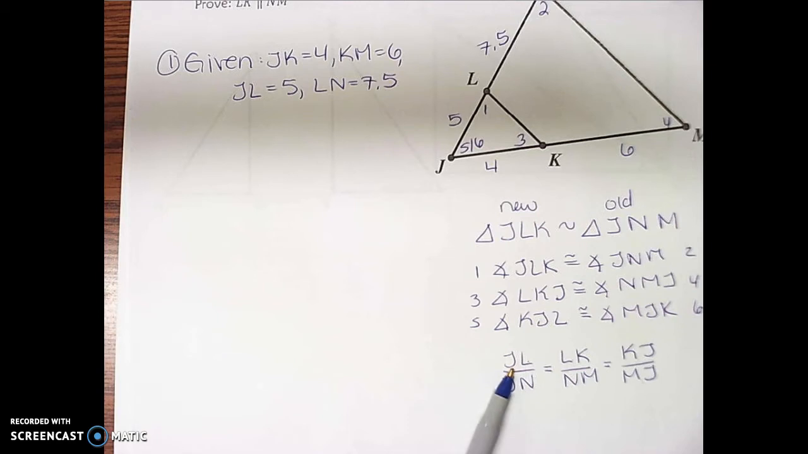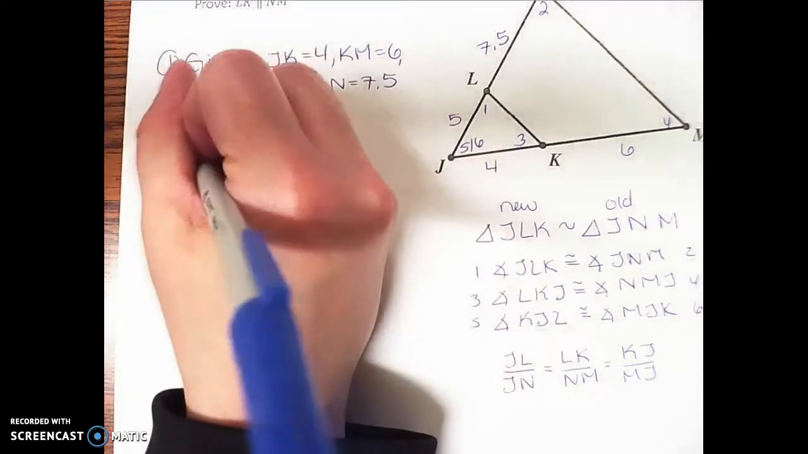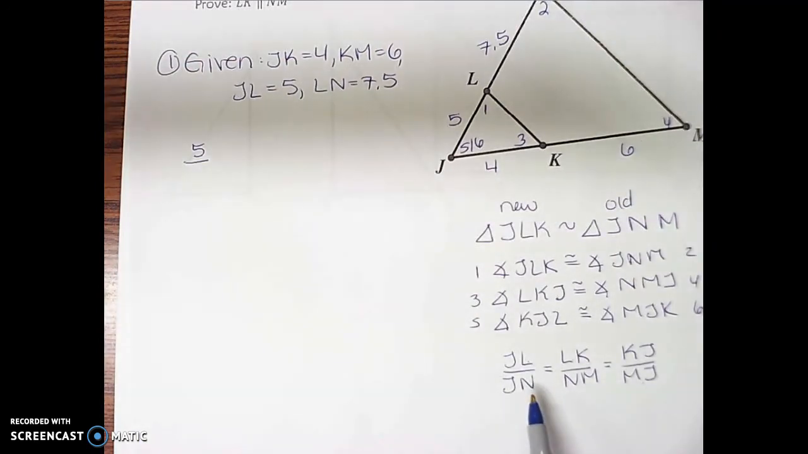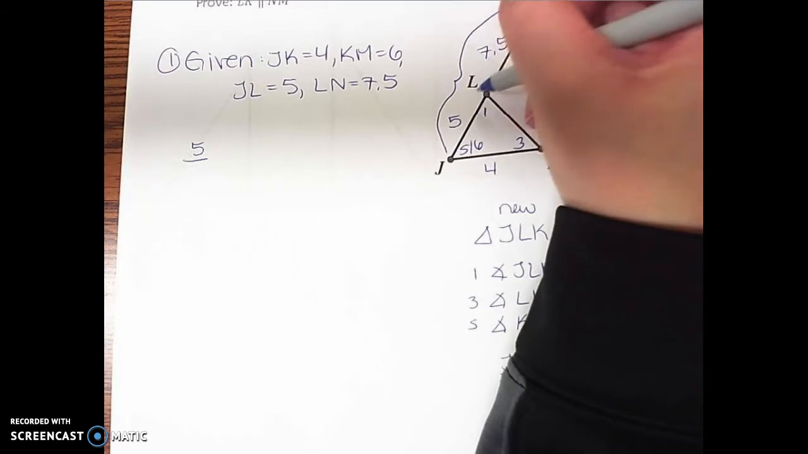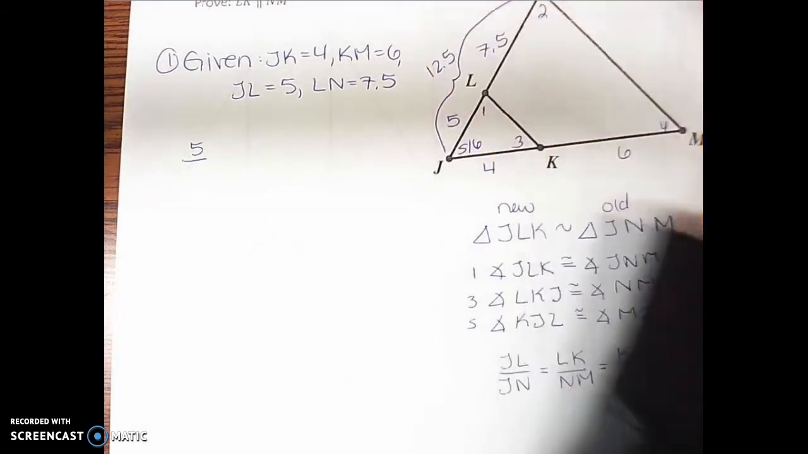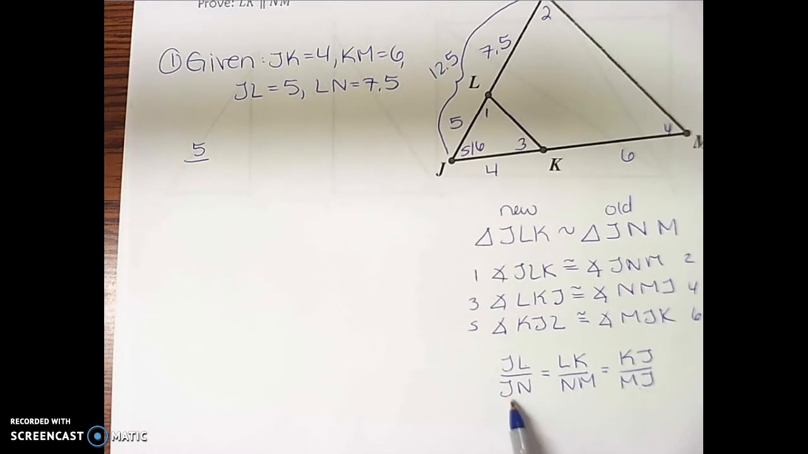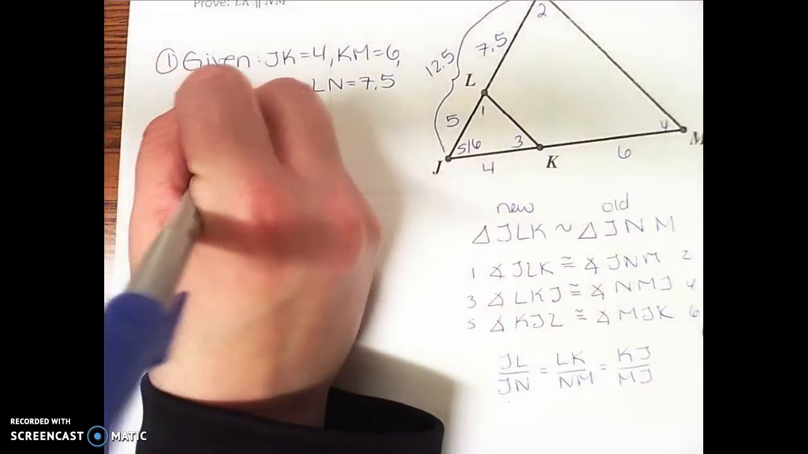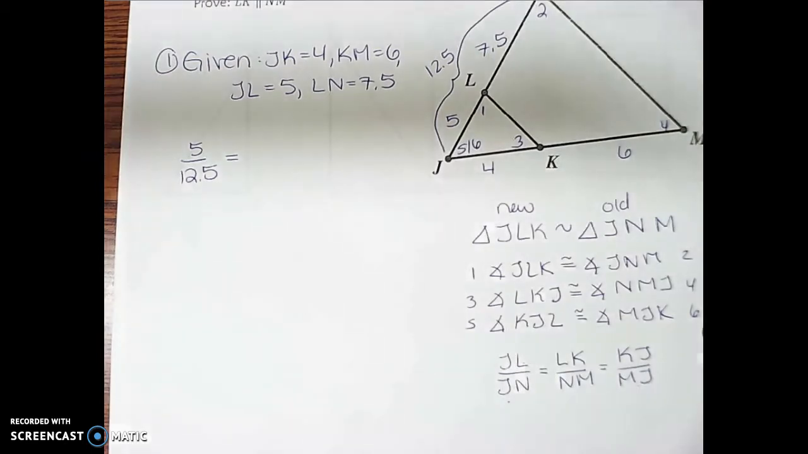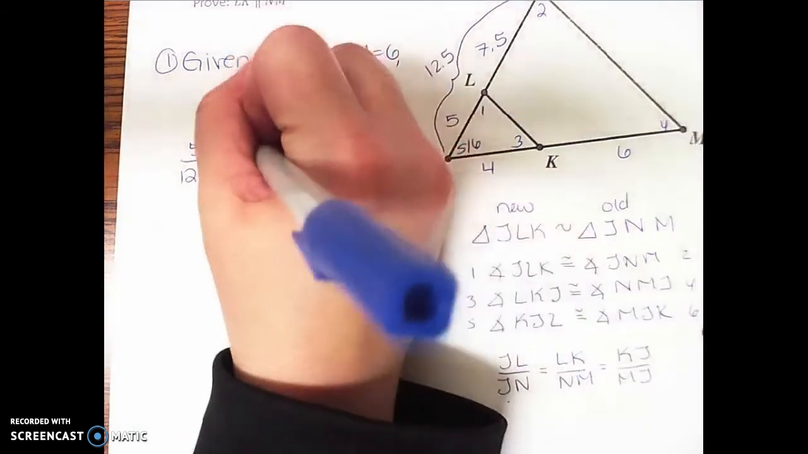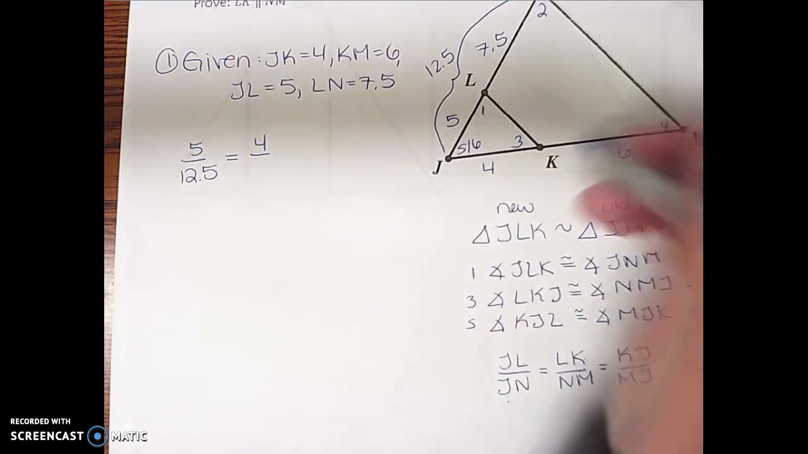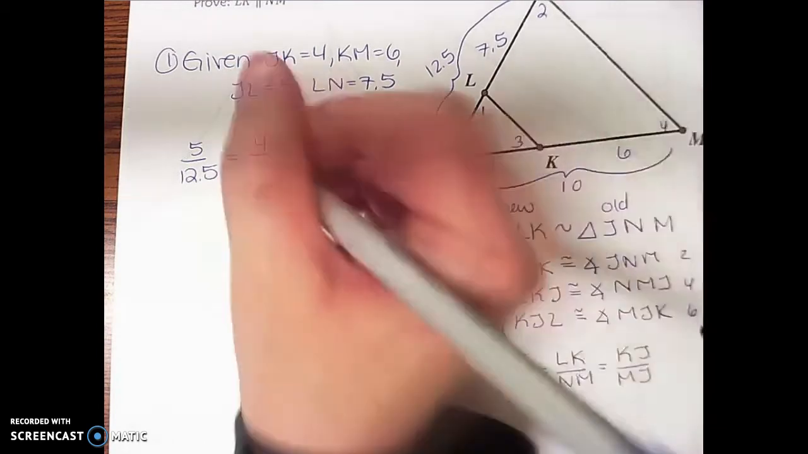So checking JL, I know this length, it's 5, over the length of JN, which I didn't give you, but we can certainly find. We get 12.5 if we add those two parts together. So the length of JN is 12.5. And we're going to check to see if it's equal to, let's see, LK and NM I don't know anything about, so I'm not going to use that scale factor. And then KJ is 4, and MJ, again, I just have to add those together. I'm going to get 10.